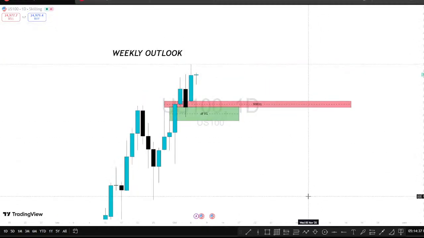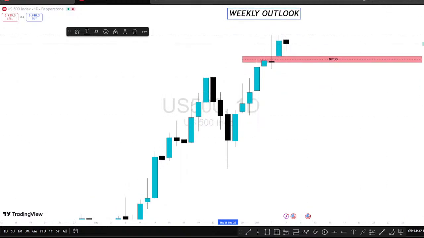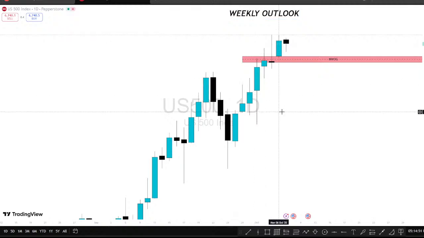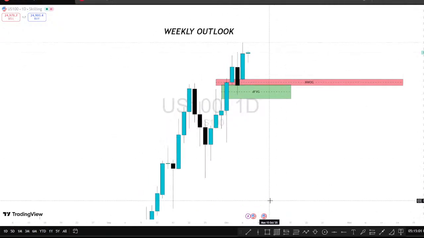Having that marked out, I went to US500, which is SP500, and we did not have that. The fair value gap is not present in this pair. On US500, price delivered efficiently and it did not leave any value gap. So we will be observing that level on US100, that is NASDAQ.